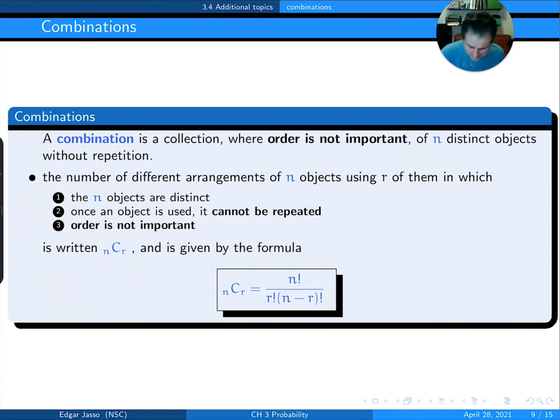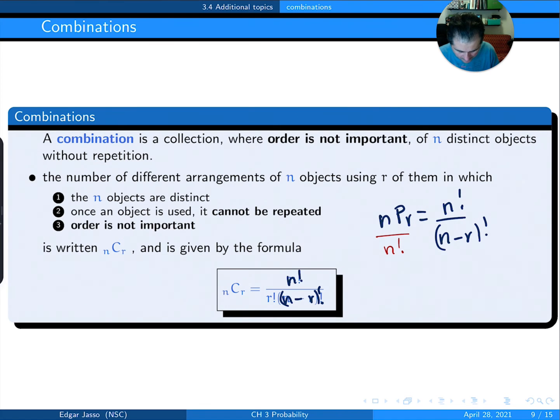This is NPR divided by R factorial, right? Remember, NPR is n factorial divided by n minus R factorial. So when you divide this by, sorry, not n factorial, R factorial, it just becomes like doing this. It looks like what I have in the formula. So that would be this R factorial right there.